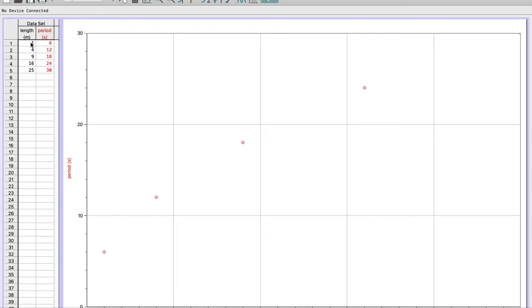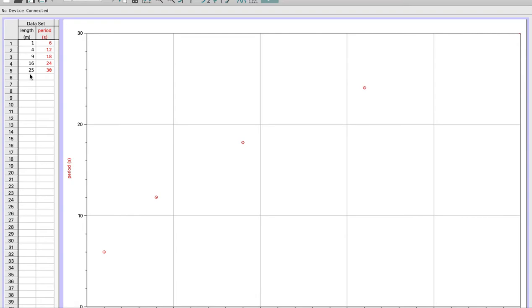My length numbers don't go up by even increments. In fact, each succeeding number goes up by more than the number before it. So we go from 1 to 4, we go from 4 to 9, 9 to 16, 16 to 25. Each time that's a bigger increase. Now when you look at the period numbers, you'll see that this is a constant increase. Every single time the period increases by 6.